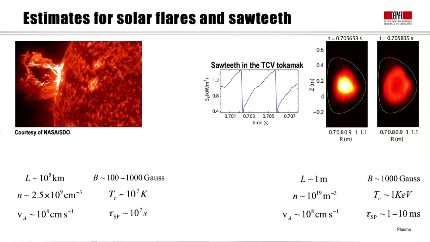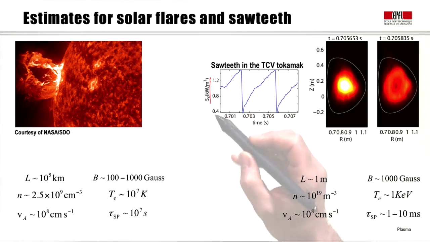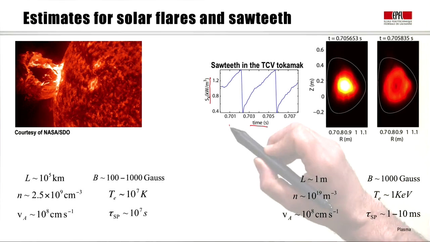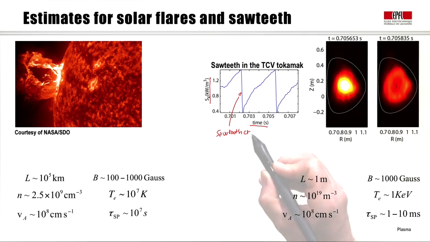As a second example of magnetic reconnection, let's consider the sawtooth instability in tokamaks, in which plasma energy and particles are periodically expelled from the center of the plasma towards the edge. This picture shows an example of a sawtooth in a TCV discharge using the central soft X-ray emission, which is roughly proportional to the square of the electron density and the electron temperature, as a function of time. The central soft X-ray emissivity drops dramatically over a very fast time scale during the so-called sawtooth crash.